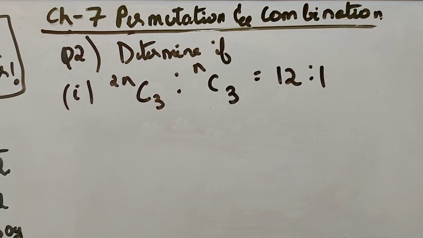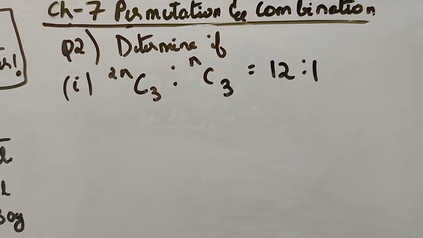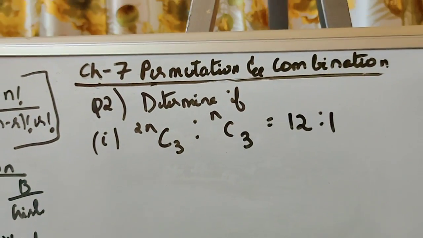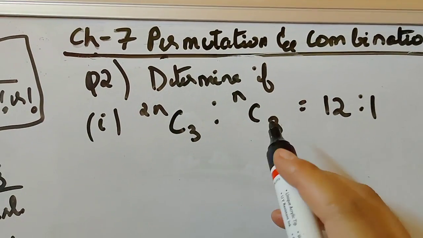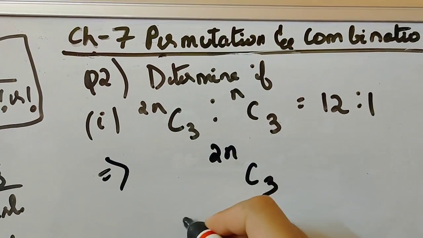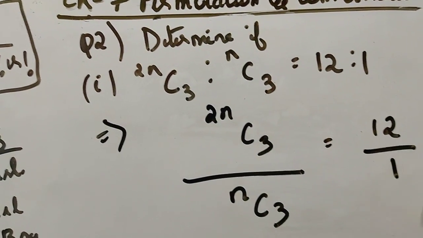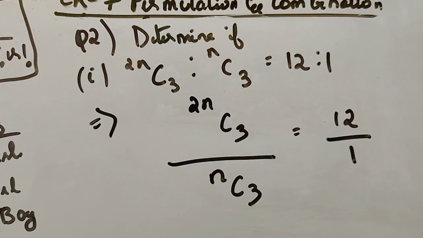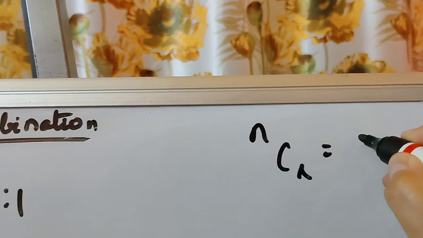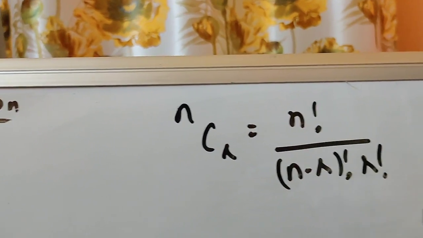Next is question number 2. Given 2 times nC3 to nC3 equal to 12 is to 1. This is in the ratio form, so it will take in division form. So what I will write is, the first step will be 2 nC3 divided by nC3 equal to 12 divided by 1. Now again same, put the combination formula, nCr, that is n factorial by (n minus r) factorial into r factorial.